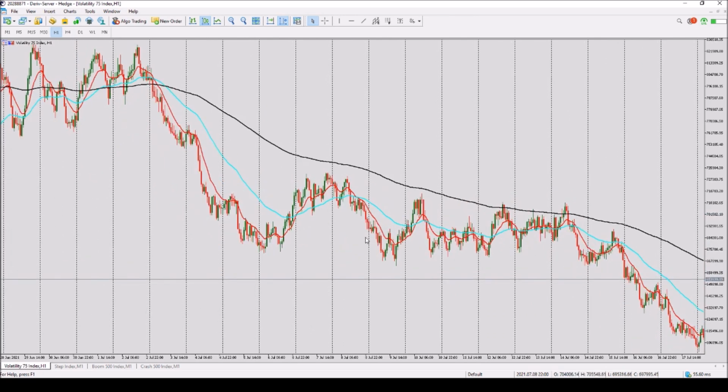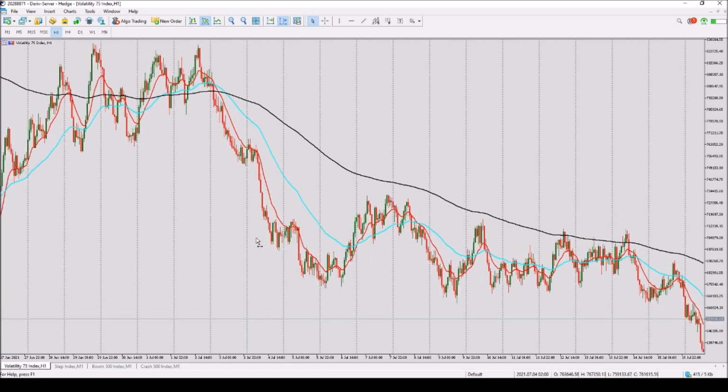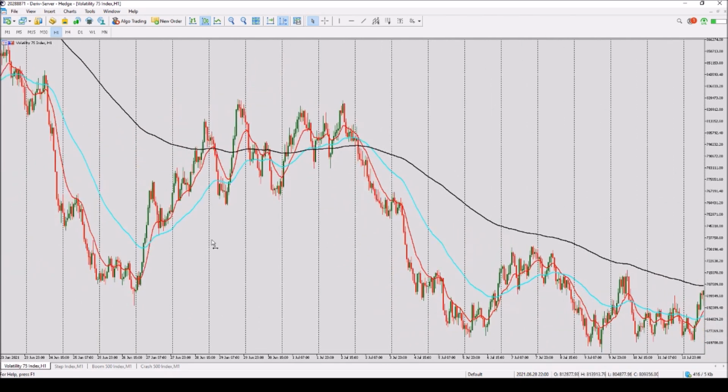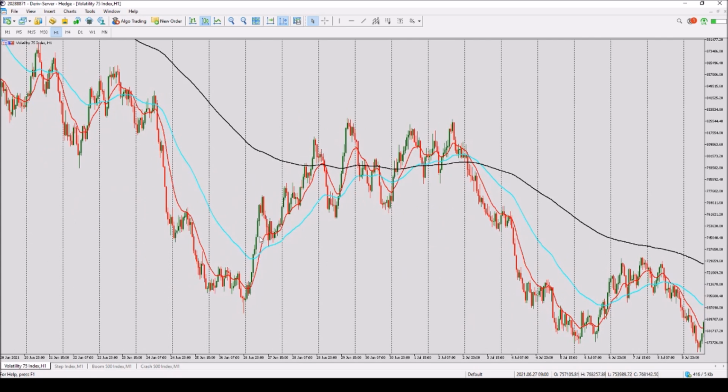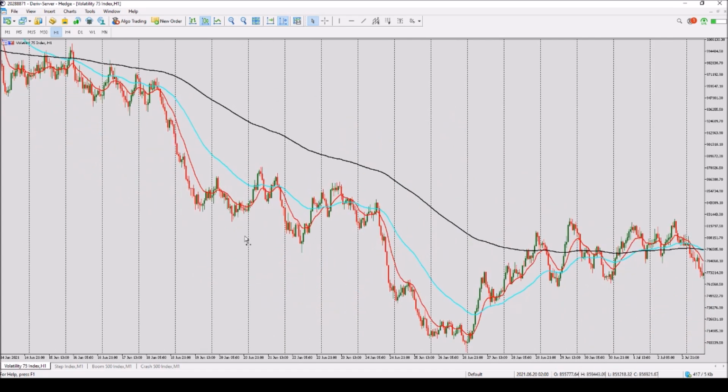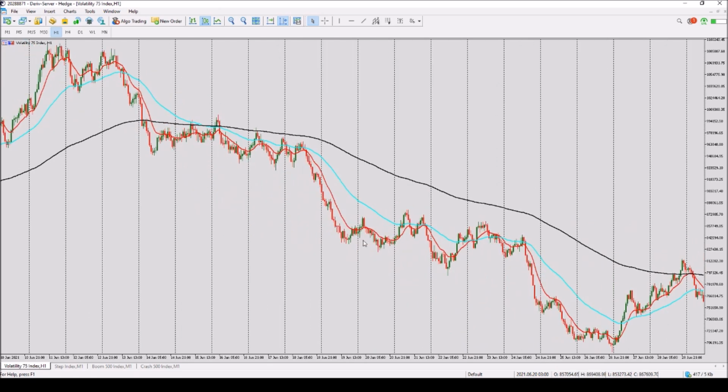Today we are going to be talking about how I trade the Volatility 75 using the market maker method. V75 is actually an instrument that is provided by Deriv, a broker from South Africa, and it falls under the category of synthetic indices. It's actually something that is not found on many brokers.